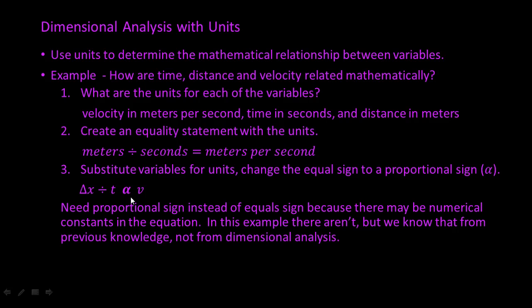Now in this example, we know that there aren't any numerical constants in there. We know that velocity is equal to delta x divided by delta t. So again, this is a useful way to figure out mathematical relationships just by using the fact that the units on the left-hand side have to equal the units on the right-hand side of a math equation.